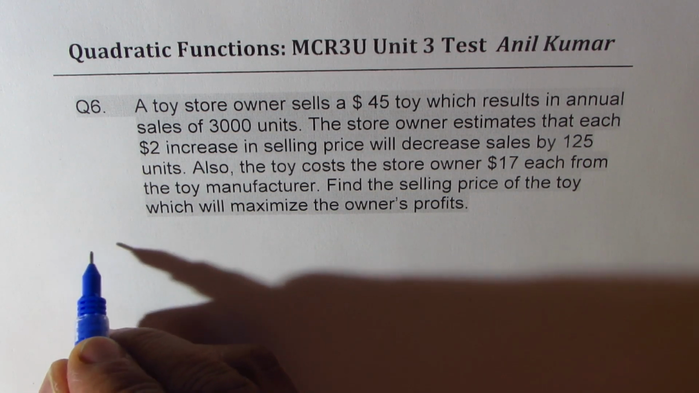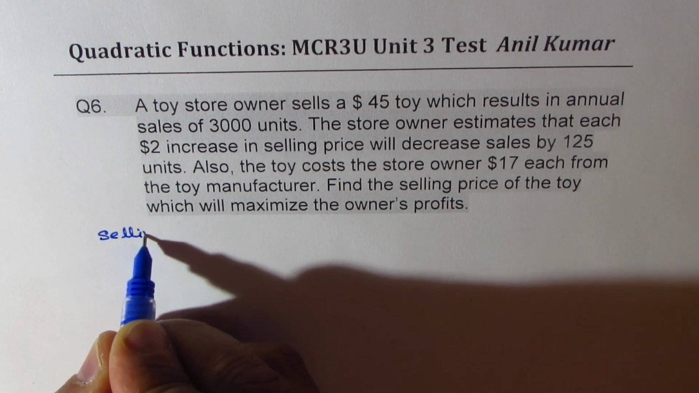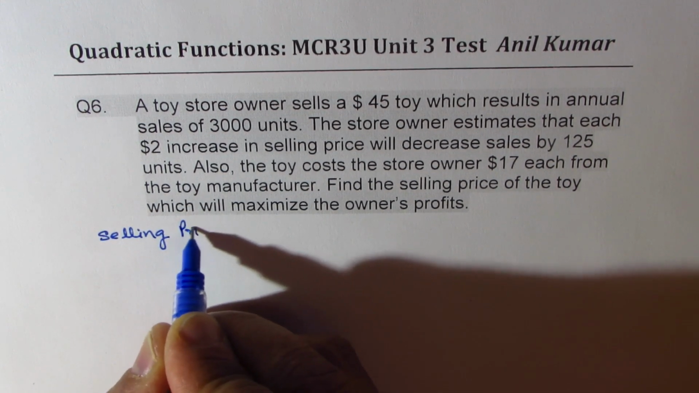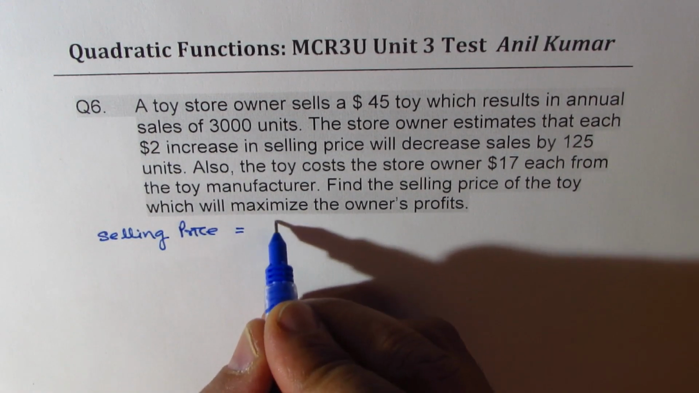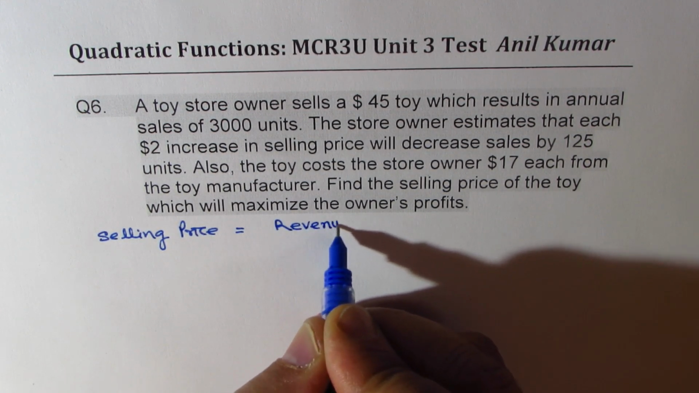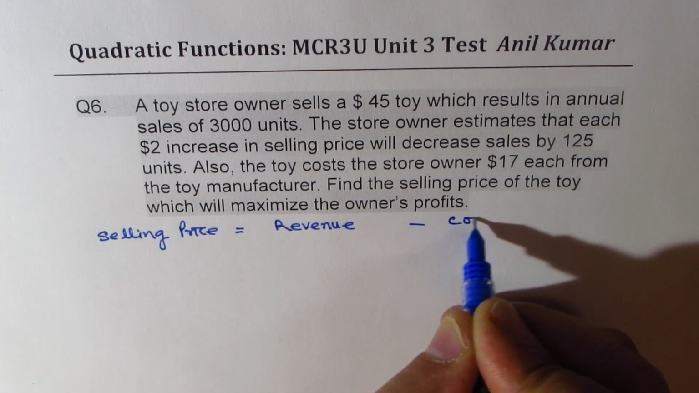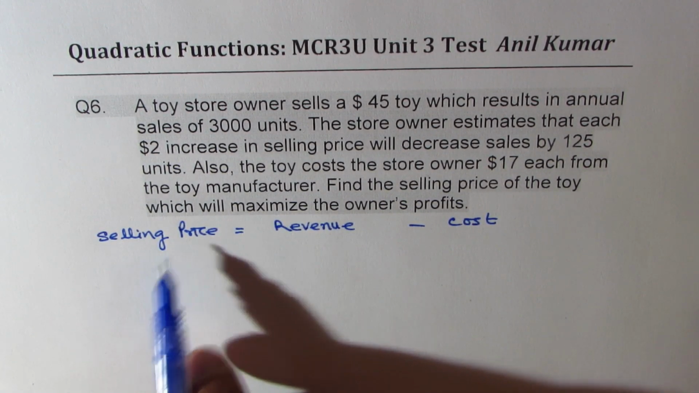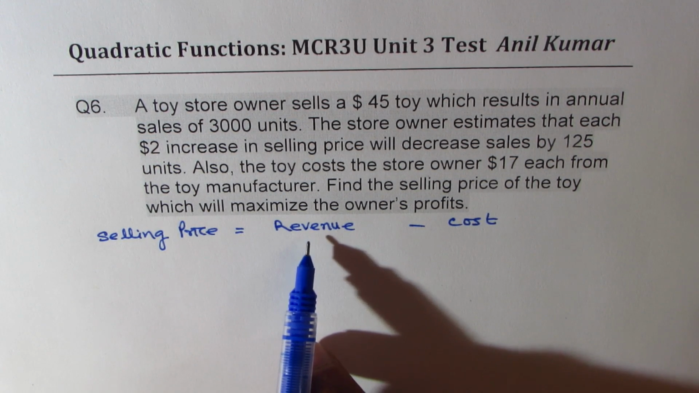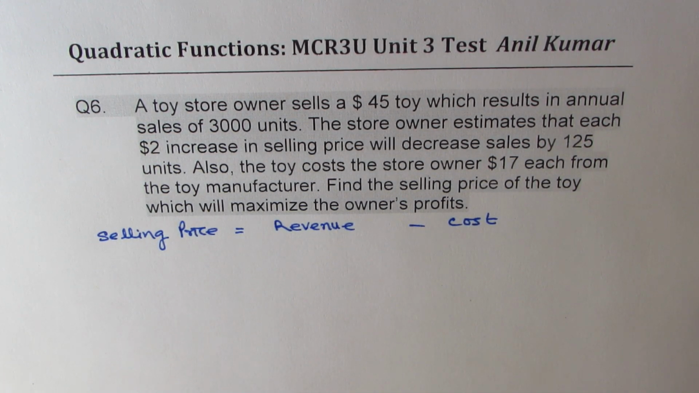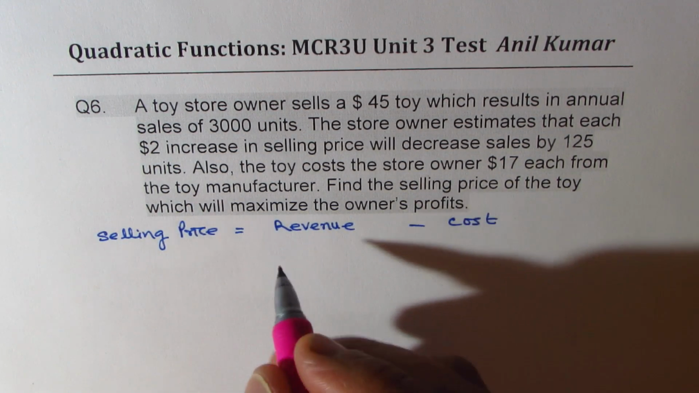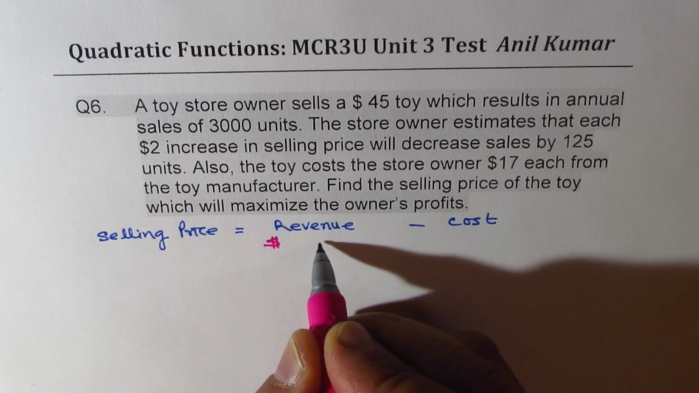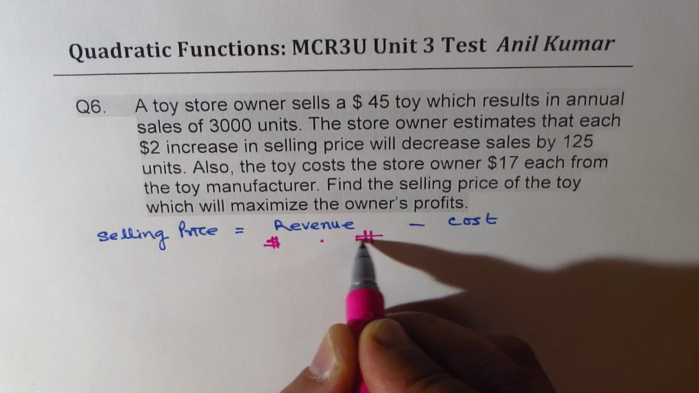So let's try to understand. We want to find the selling price, right? And what is selling price equal to? It is revenue minus cost. So we need to maximize selling price. How do we get revenue? You get revenue by multiplying the dollar value to the number of items sold. So revenue basically is multiplying dollar value with the number of items sold, right?